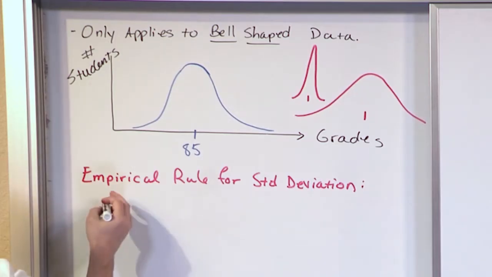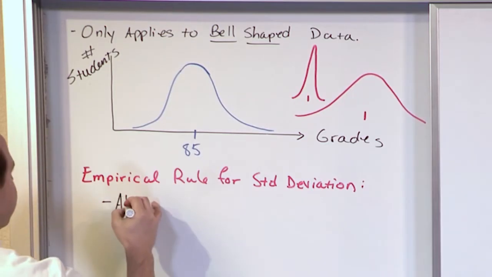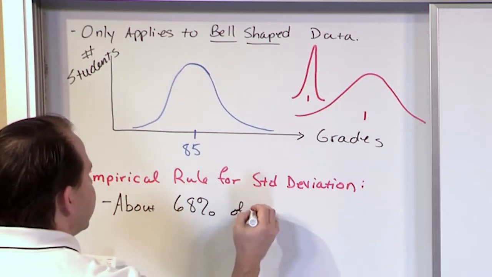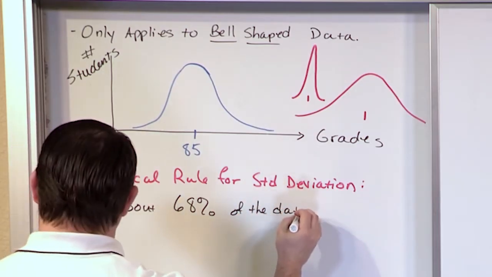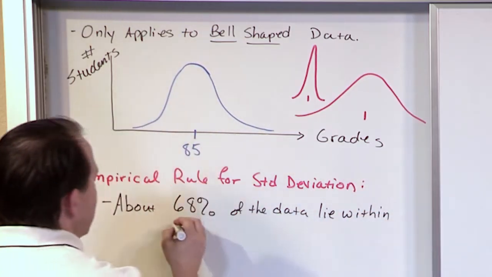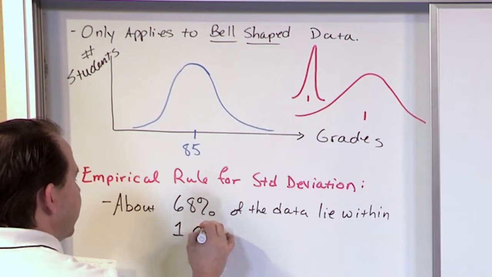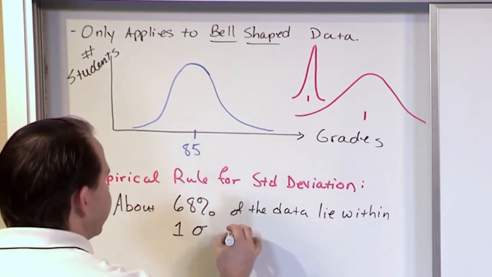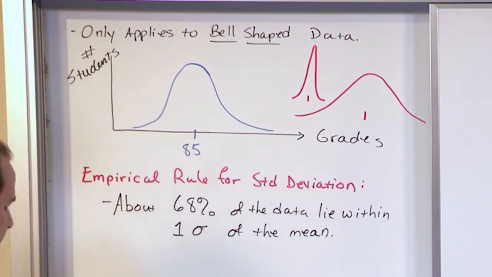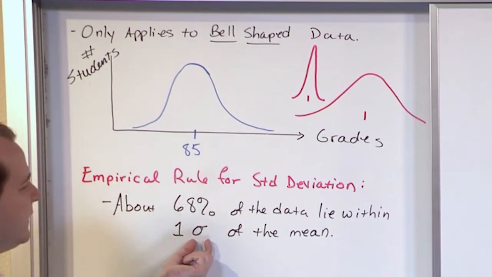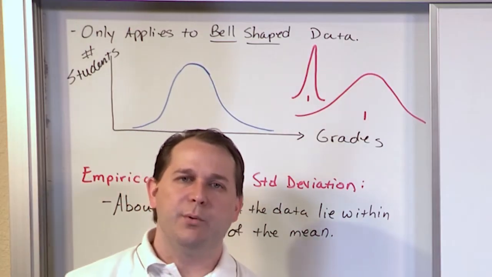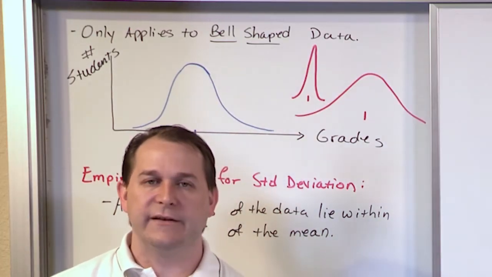So this is kind of the bread and butter of statistics. What this says is about 68% of the data lie within one sigma, one standard deviation of the mean. You need to get used to the idea. When you see a small sigma like that, you need to read it as standard deviation. So when you see this, you plug in standard deviation. This is incredibly important. This one sentence on the board summarizes a lot of statistical theory, and so you need to make sure you understand it.